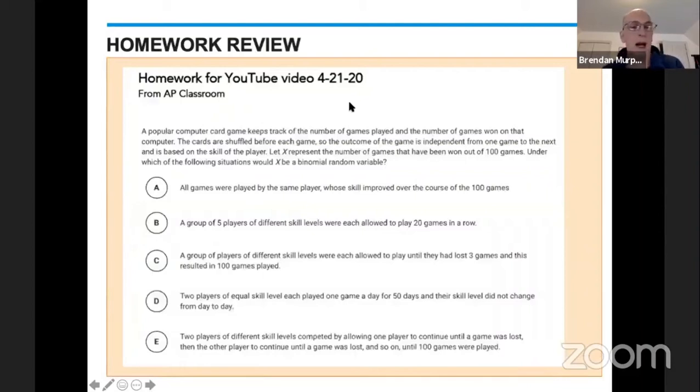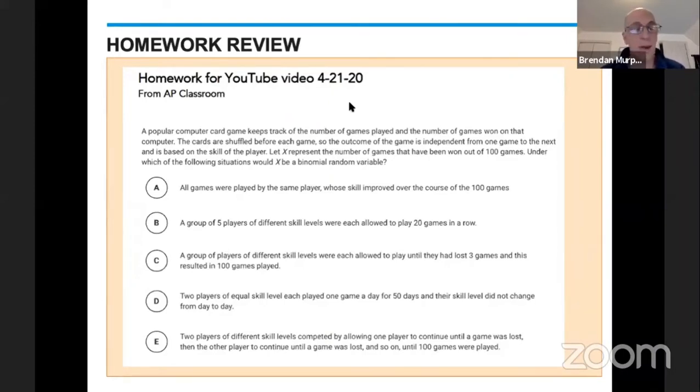From last night, this was the problem that Luke left with you. A popular computer card game keeps track of the number of games played and the number of games won on that computer. Again, I just call this setting the stage. It feels like you either win the card game or you don't win it.